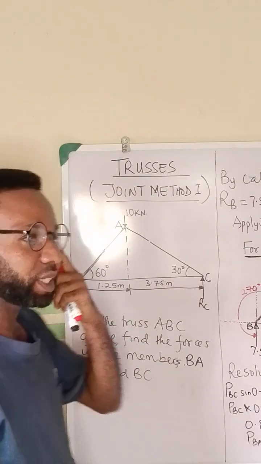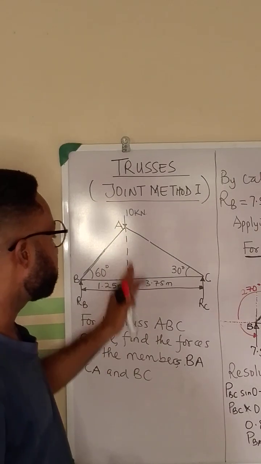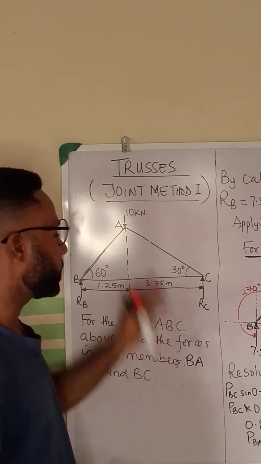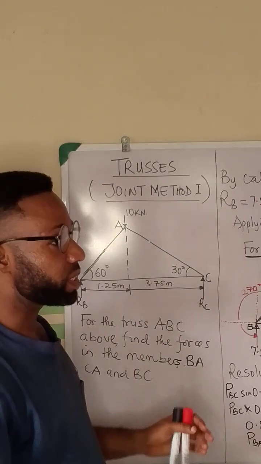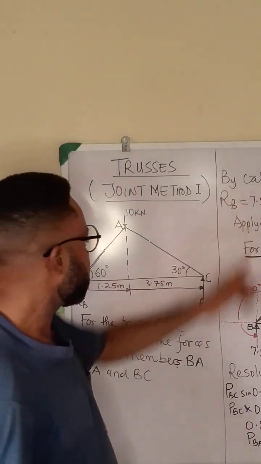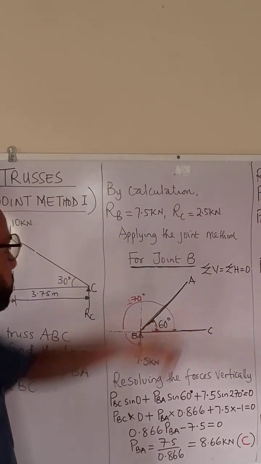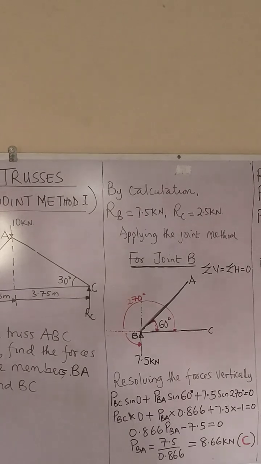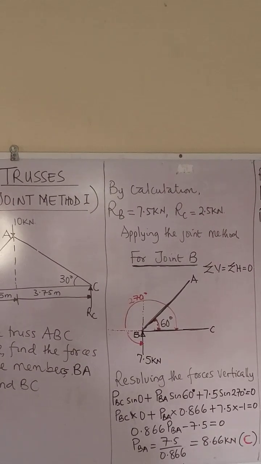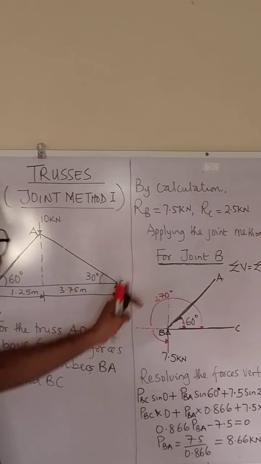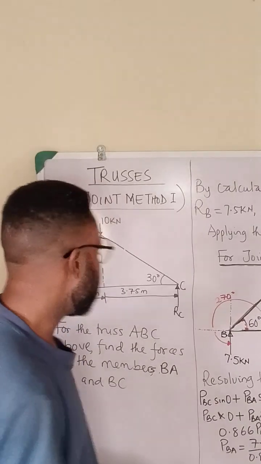I'm not going to do it in this video because I've already done a video on how to determine support reactions in trusses. So you look for that video and watch it so that you understand. By calculation, we have that RB is 7.5 kilonewton and RC is 2.5 kilonewton.